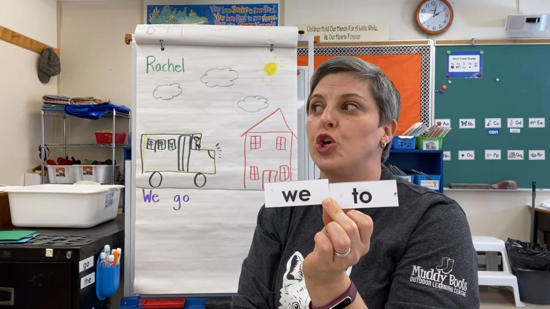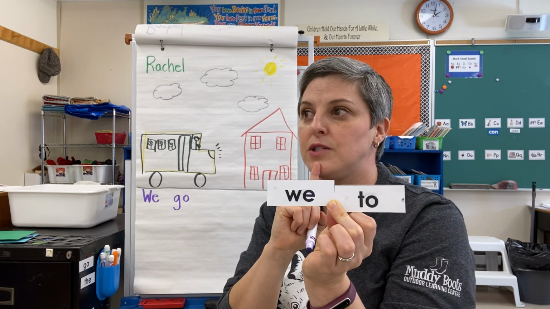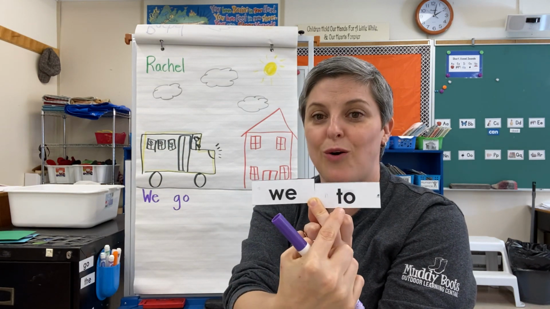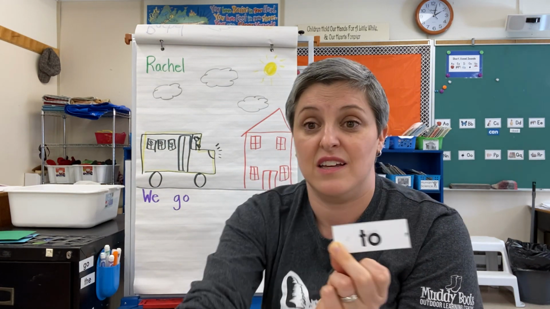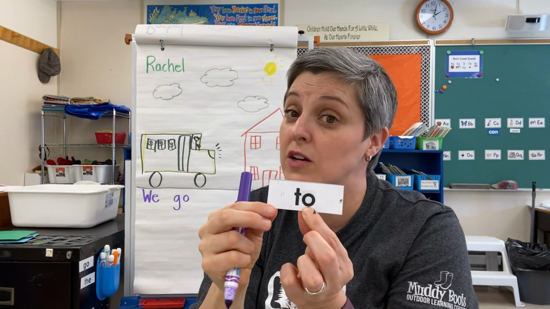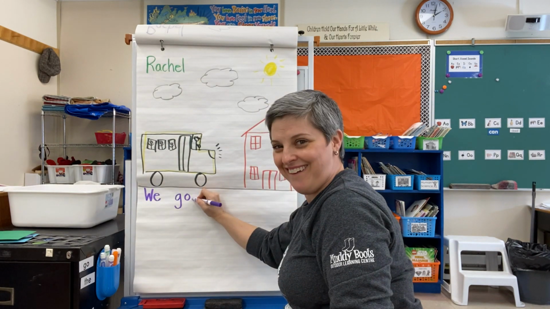So we want "to." First sound in "to": T, t. I need t, t, T. Is that a T? No. There's T. And remember, "to," making the circle. So we got T-O. Good. Now I'm going to write it right here.